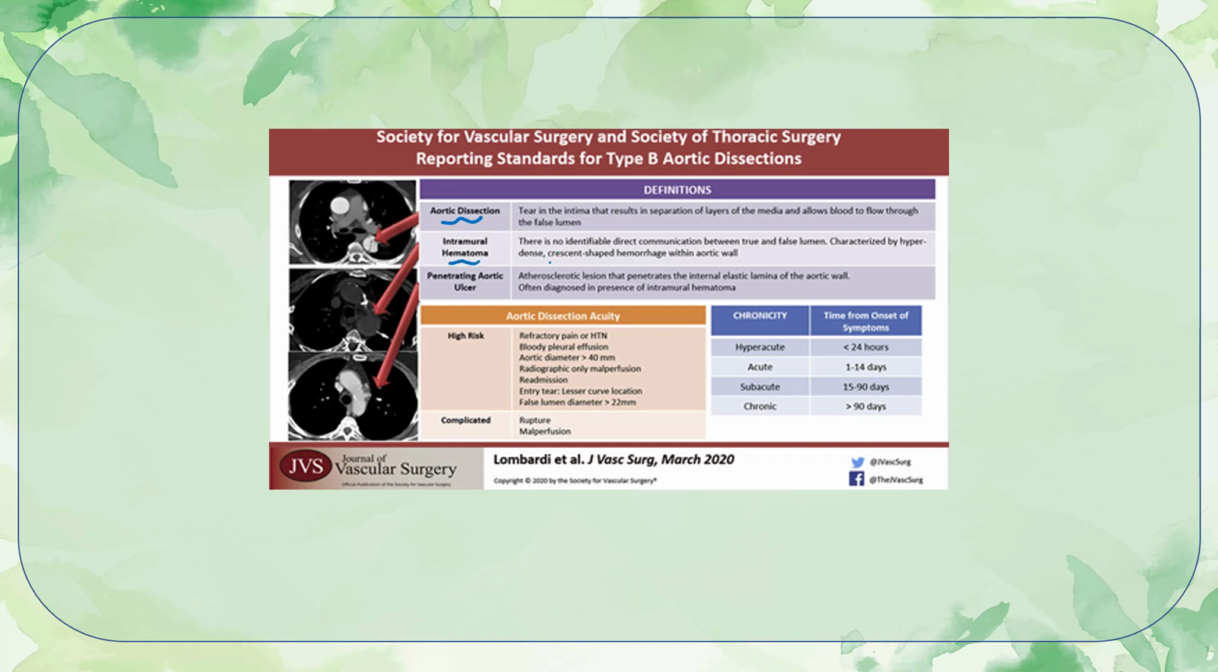What about the intramural hematoma? There is no identifiable direct communication between the true and false lumen, and it is characterized by a hyperdense crescent-shaped hemorrhage within the aortic wall, as in this photo. And what about the penetrating aortic ulcer? It is an atherosclerotic lesion that penetrates the internal elastic lamina of the aortic wall, but as we said, it does not penetrate through the adventitial layer, which differentiates the penetrating aortic ulcer from the pseudoaneurysm.